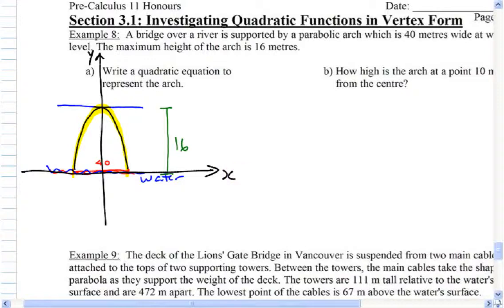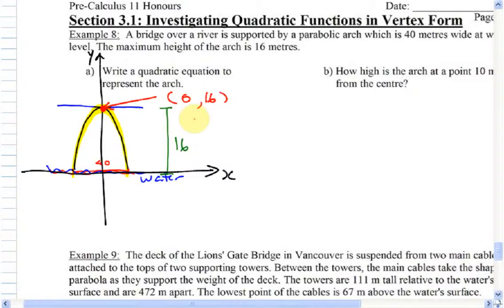Now, how is this going to help us out? Well, can you now determine the coordinate of the vertex in this particular picture? How would I describe this point up here? What are the coordinates of x and y? 0 for x, good, because it's on the y-axis. And because it went up 16, 0, 16. Got it.